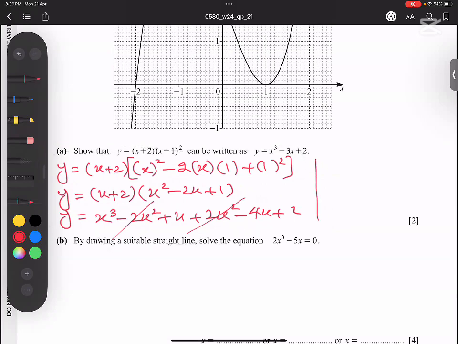Okay, and I'm writing it here. That is x cubed. First I'm writing x cubed, and this negative 4x and plus x give you negative 3x, and plus 2. Proved.